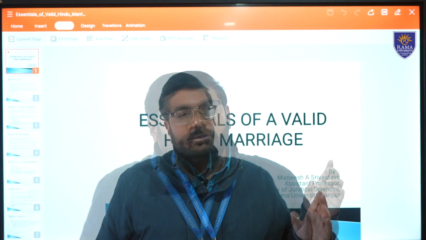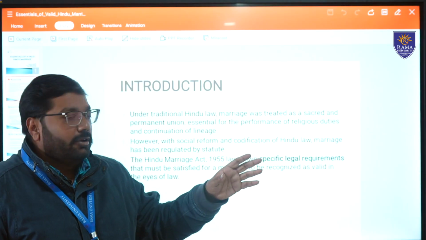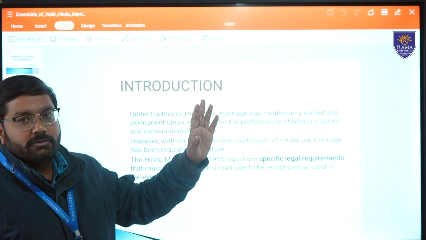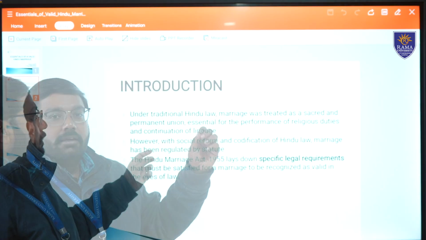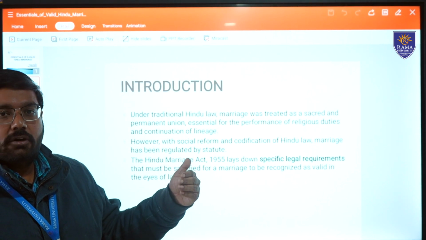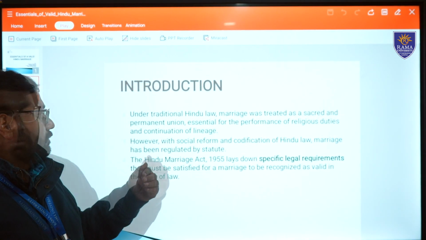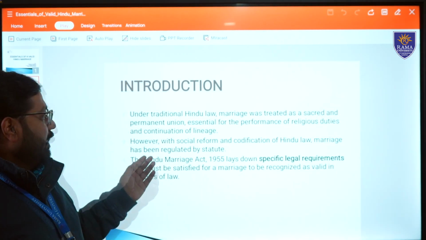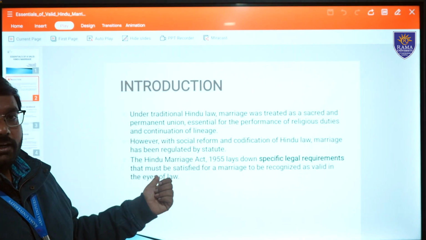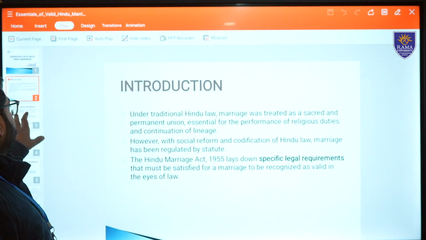Today I am going to tell about the essentials of a valid Hindu marriage. Under traditional Hindu law, marriage was treated as a sacred and permanent union essential for the performance of religious duties and continuation of lineage. However, with social reforms and codification of Hindu law, marriage has been regulated by statute. This regulation has been made by the Hindu Marriage Act 1955, which lays down the specific legal requirements that must be satisfied for the marriage to be recognized as valid in the eyes of law.